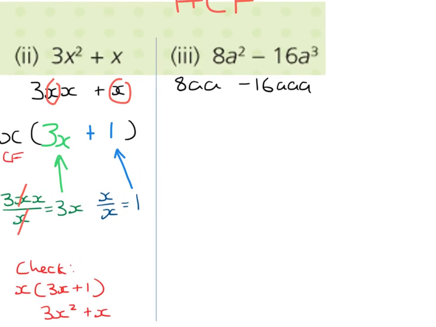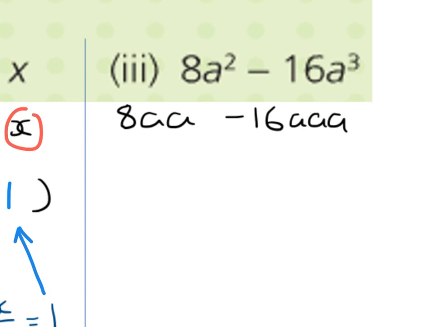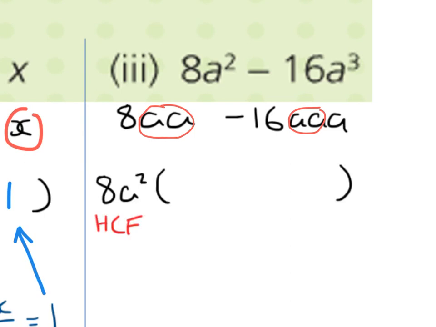And then the letters. So what's different with this question is that both terms have two a's common. So we can circle two a's on the left and two a's on the right. And we know that a stuck onto a means a multiplied by a, and a multiplied by a is a squared. So 8a squared is our highest common factor, and we have our empty brackets. So just to explain again where this comes from. So 8 will divide into 8, and 8 will also divide into minus 16. That's the highest common factor. And then there's two a's common to both terms, so a squared is the second part of our HCF.